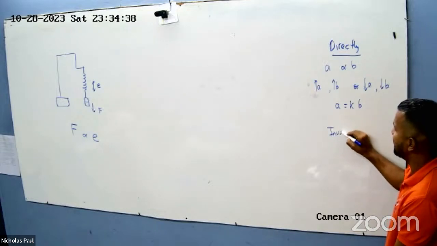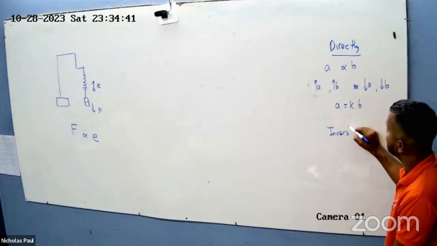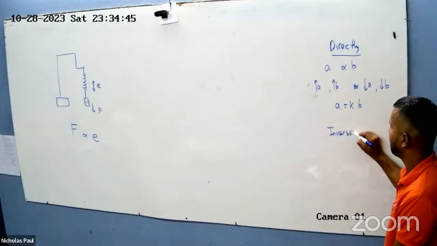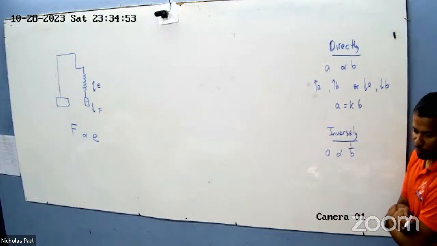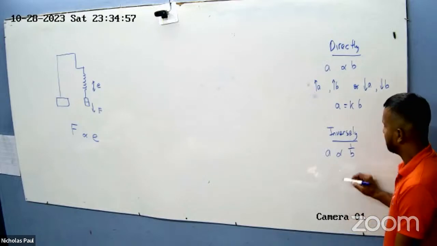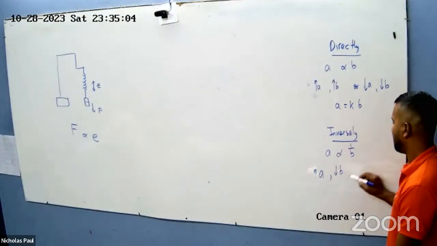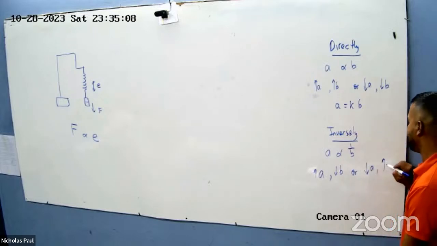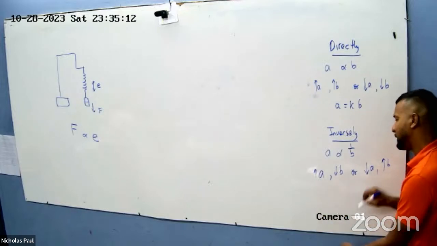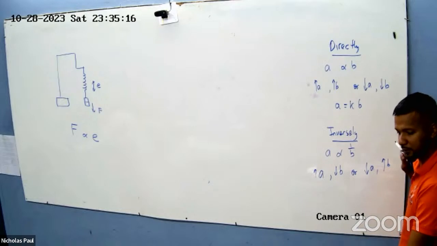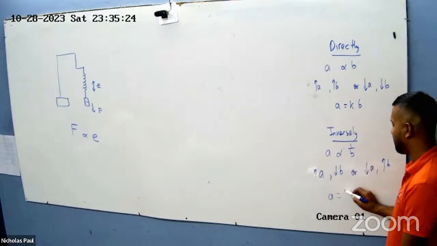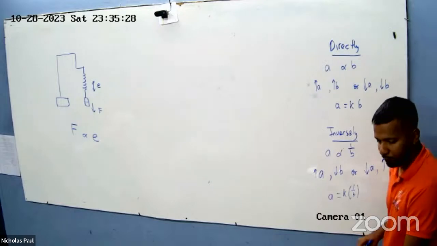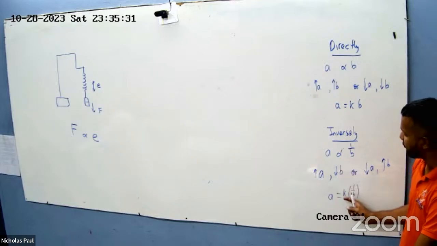If I said inversely, it means that A is proportional to 1 on B. That's the way you write inversely. An increase in A is a drop in B, or a decrease in A will give you an increase in B. For example, less time on the phone gives better grades, so they're inversely related. And the formula looks like this: take out proportional and put equal K by 1 on B. So every time we take this proportional sign off, we put equal K.